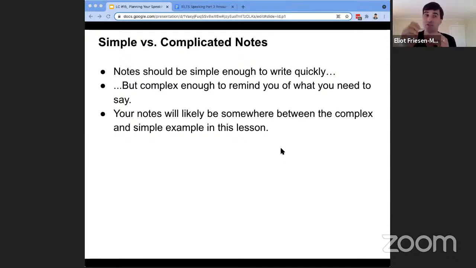For some students, that's just going to mean looking at the topic card and not writing notes, and not speaking from written language, but actually just responding from their mind. That's a possibility that could be the most effective for you. But I think the most likely scenario is that most of you will come up with a strategy where you'll have some notes that work for you as reminders, but they're probably going to be in between the simple example and the complex example that we saw just a moment ago. Practice this a lot.